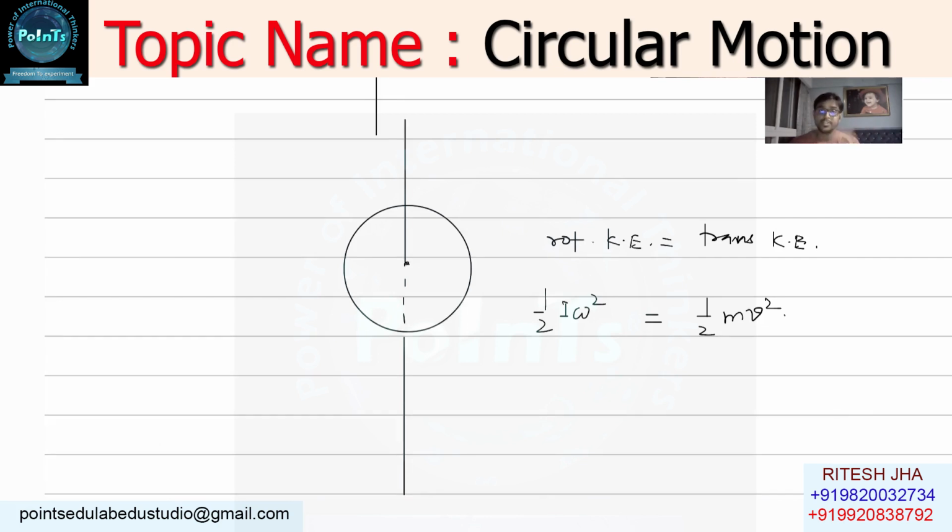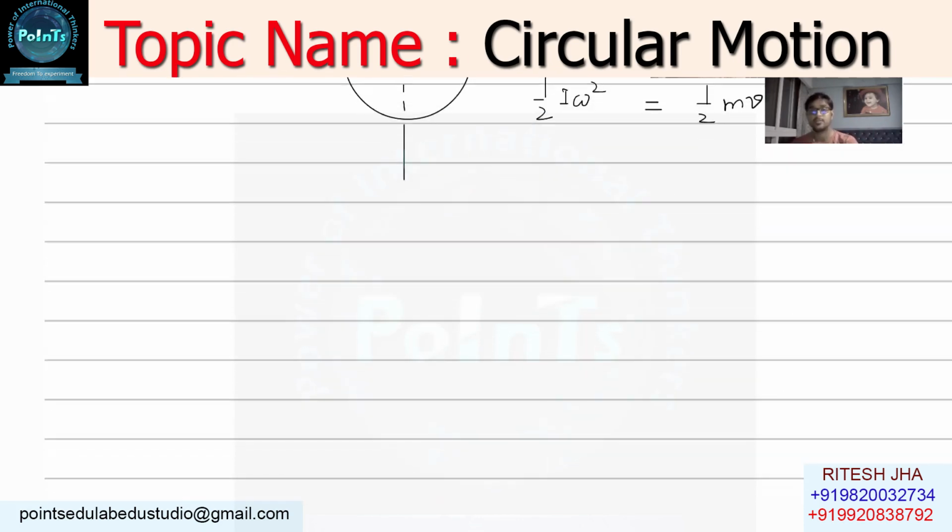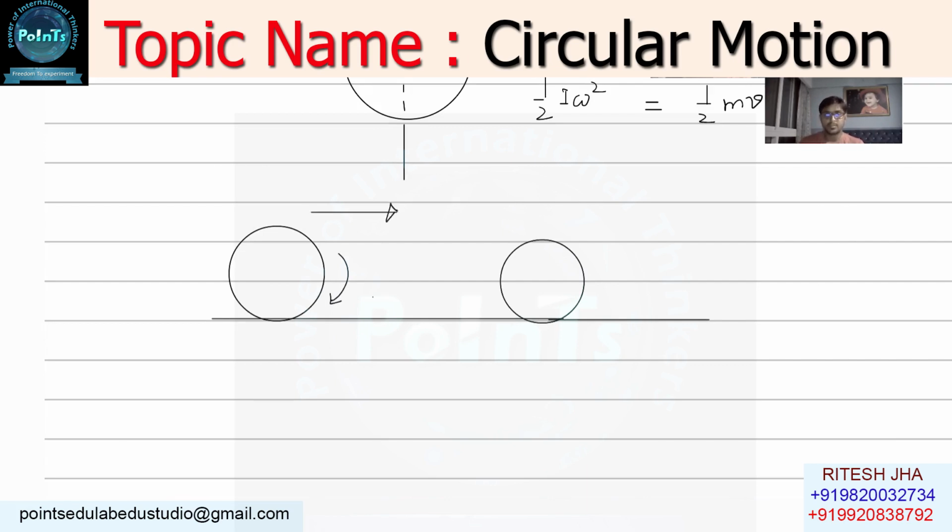Now the interesting part: when it is not fixed, when it is rolling, then it is a bit different. Suppose it is rolling and then ultimately reaching here. If it is rolling, then there is some velocity forward as well as some angular velocity. Then in that case, the total kinetic energy is basically the translational kinetic energy plus rotational kinetic energy. Two different things, actually.